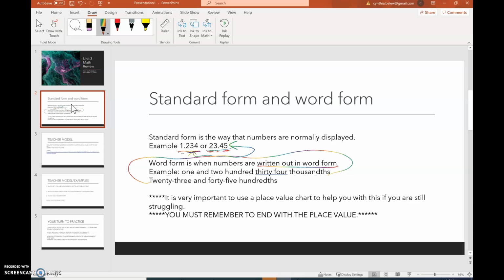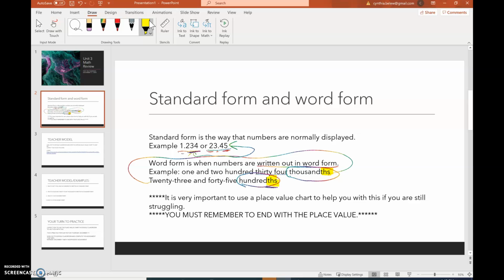It is very important that you use the virtual place value chart to help you with this if you are still struggling. It's also very important to remember to make sure that you have the place value word at the end. Thousandths, hundredths. Remember, it's THS when we're talking about a decimal. Notice I have mine there.